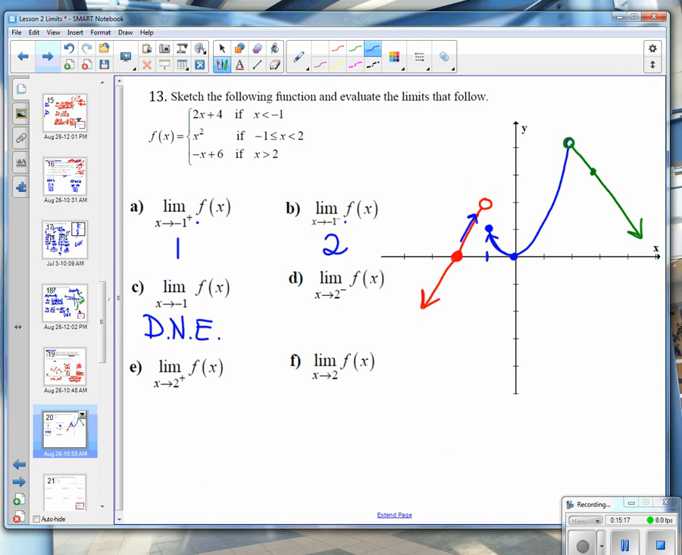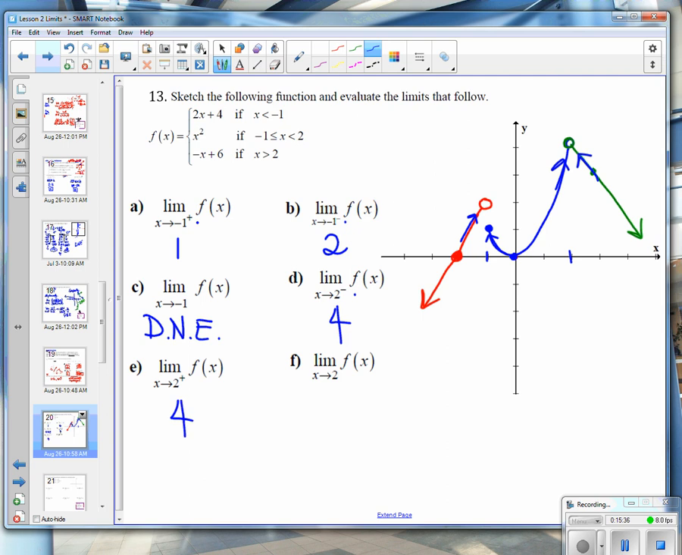Let's move on to the next one. x approaching 2 from the left. So 2 from the left would be this guy here, because again, here's 2. So that would be 4. x is approaching 2 from the right. Well, it's also 4.